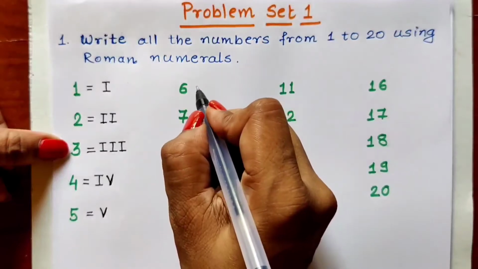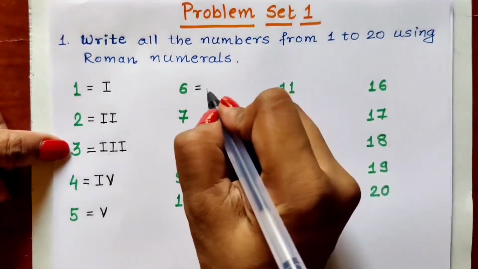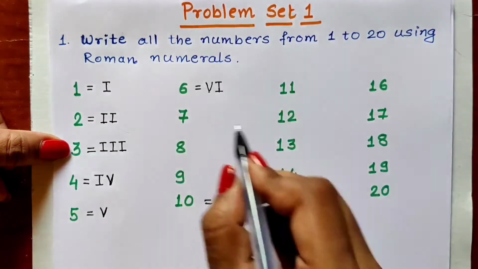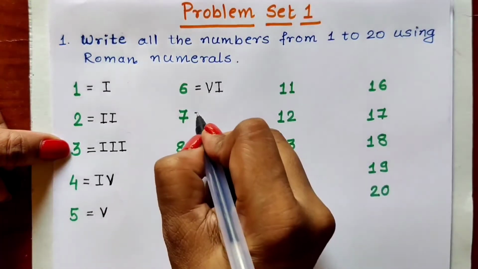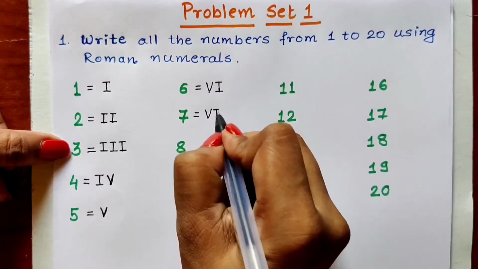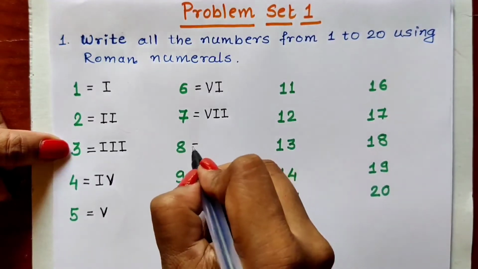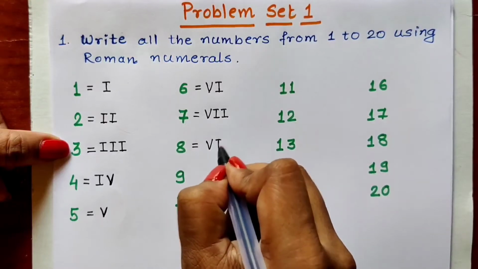6 means, how to write 6? VI. That means 5 plus 1 is 6. Then 7 we can write VII. 5 plus 2, 7. 8 can be written as VIII.